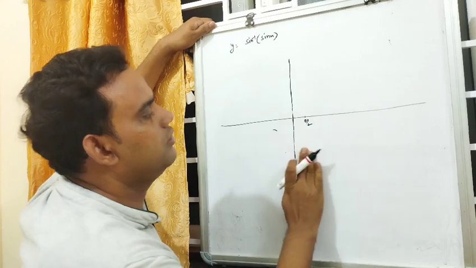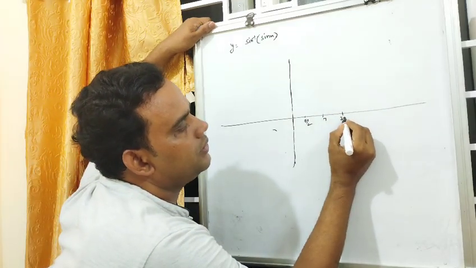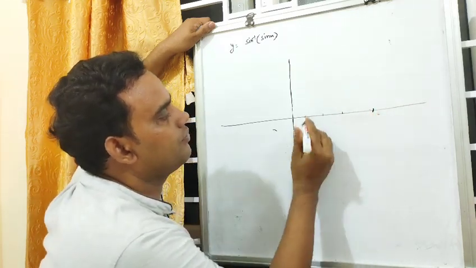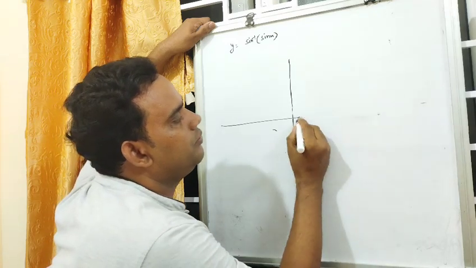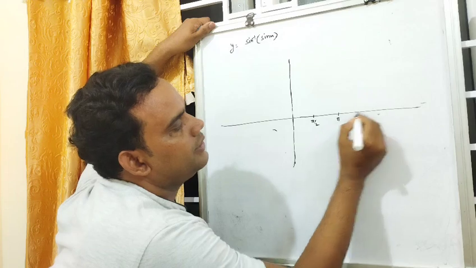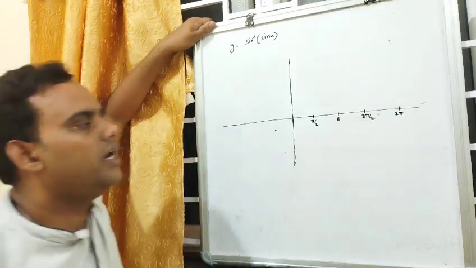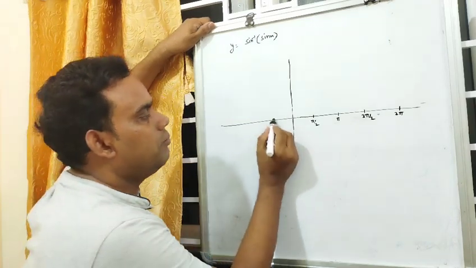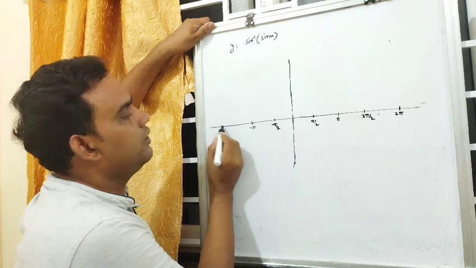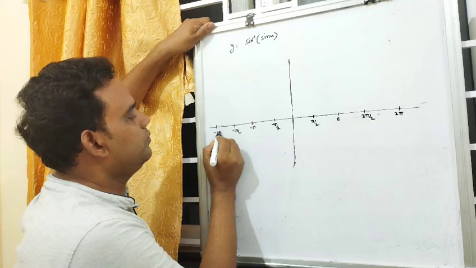So we draw here now pi by 2, pi, then 3 pi by 2, 2 pi. Once again we write here a little bigger to understand: pi by 2, pi, 3 pi by 2 and 2 pi. Similarly this side also we can write minus pi by 2, minus pi, minus 3 pi by 2 and minus 2 pi.